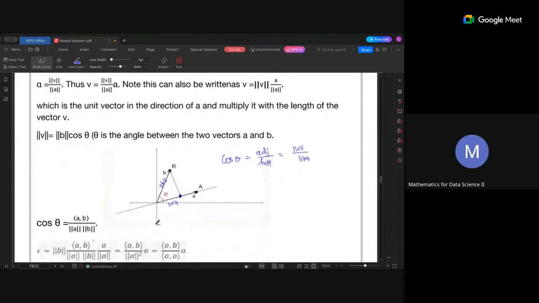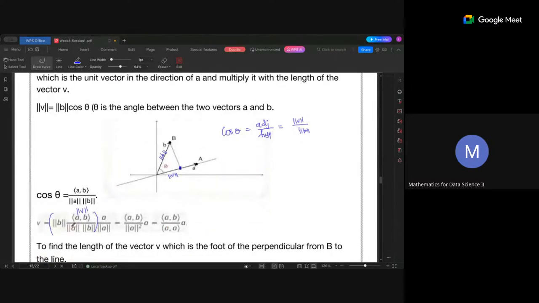Alpha, so this part is norm V. This part is norm V, and this is A by norm A, right? And you now have the inner product A comma B by norm A squared, norm B, and norm B gets cancelled out. So you have the inner product A comma B by the inner product A comma A, into A.